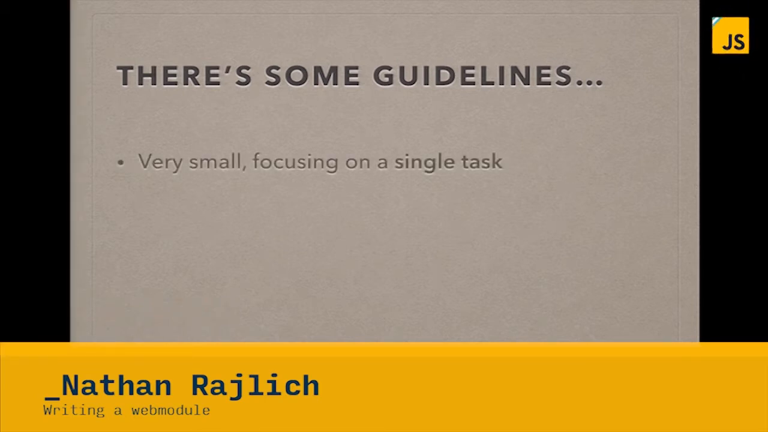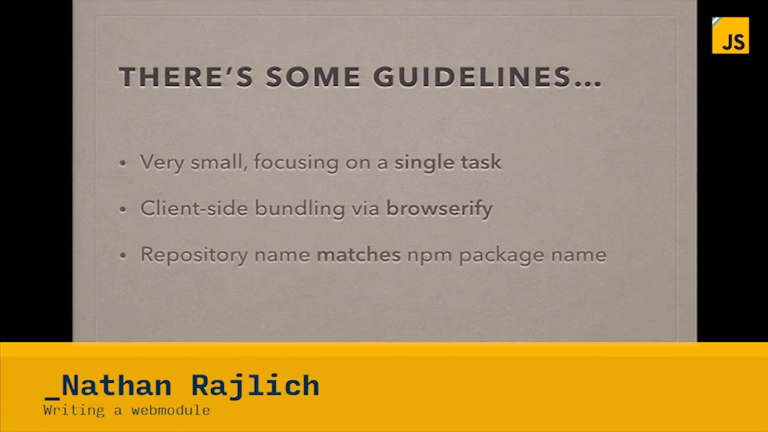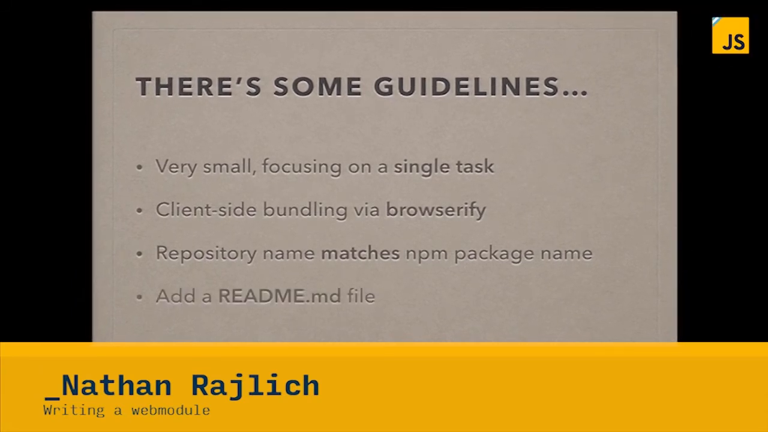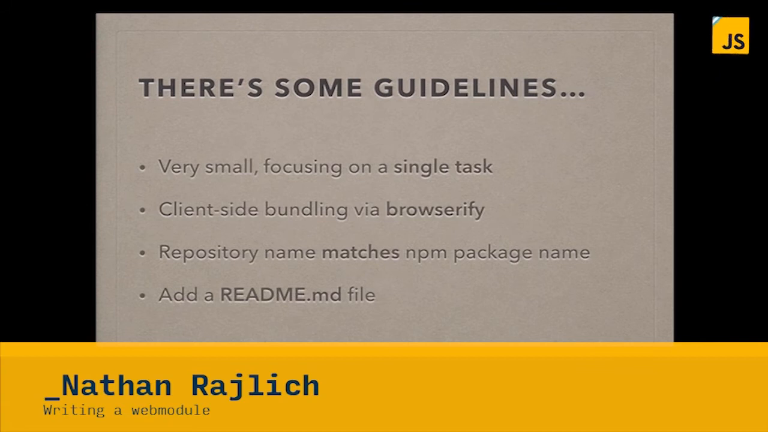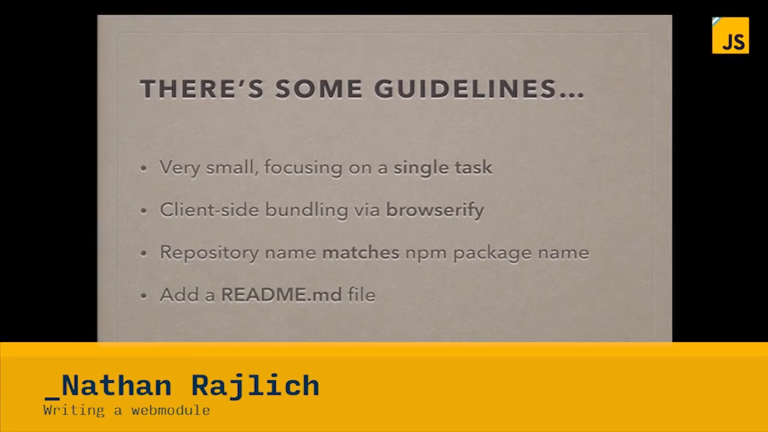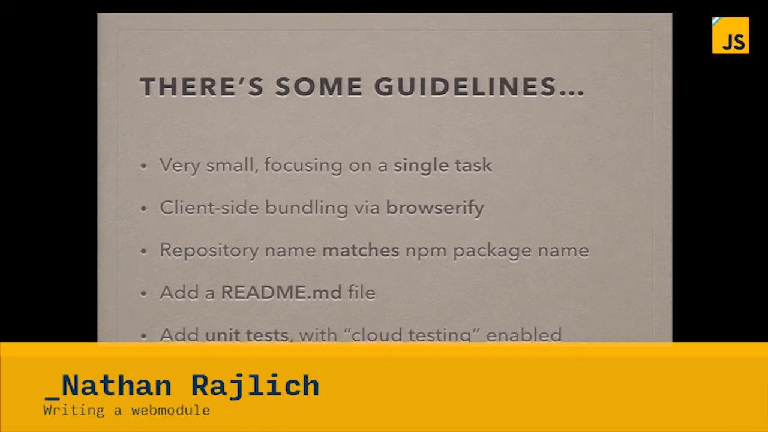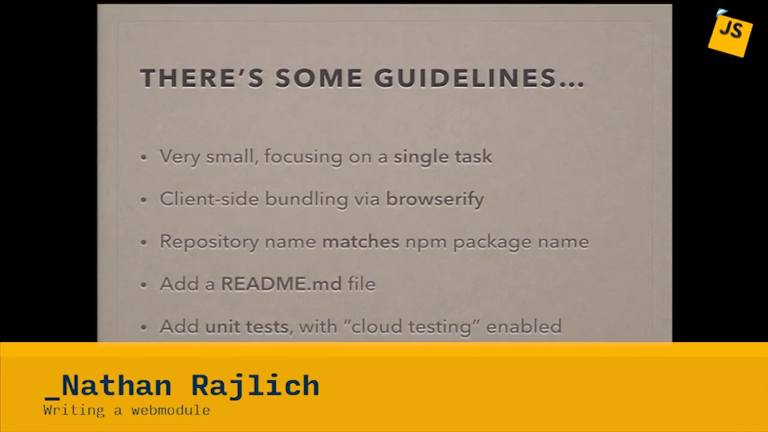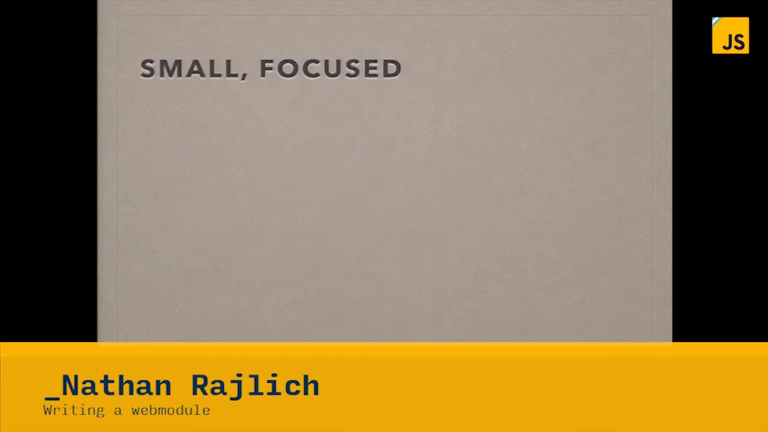So basically, every module should be very small, very focused on one single task. Using Browserify for bundling. So you hopefully are all familiar with that. The GitHub repository name should match the NPM module name. And a Readme markdown file is preferable, of course. And then unit tests, which might be a little bit more out of the norm for client-side code. And then with cloud testing enabled via Sauce Labs, and we'll talk about that a little bit.